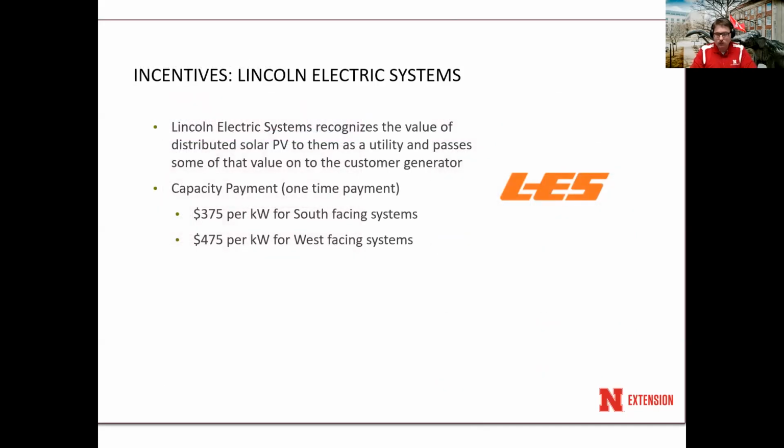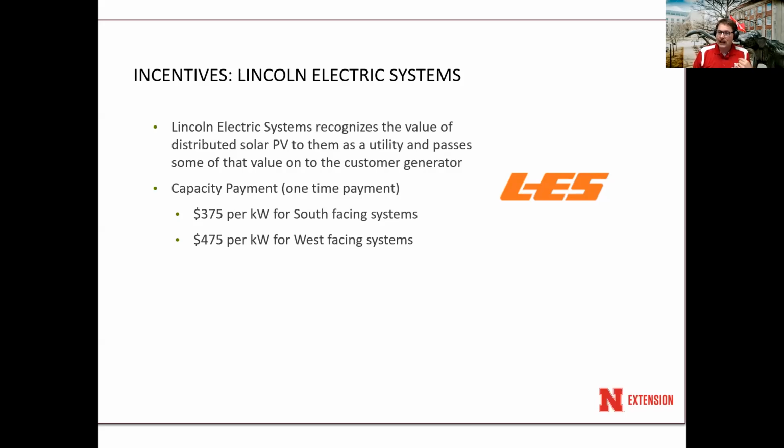Let's just finish up with some stuff on LES. This is my take on it. I did not consult with them to put these slides together, because this is my take as an employee of the university. Lincoln Electric System recognizes that there's value in distributed solar, and they're passing some of that value on to the customers as a capacity payment. Currently, that payment is $375, a one-time payment, per kW for south-facing systems, and $475 if you face it west. Again, that's about their peak demand time. That's why facing west is giving a little more value.